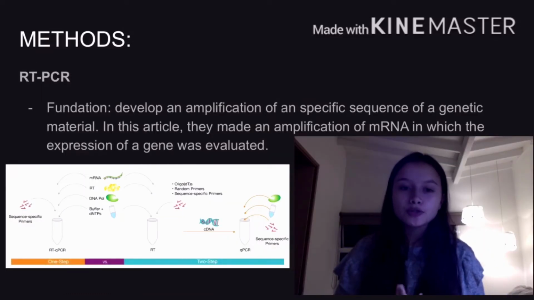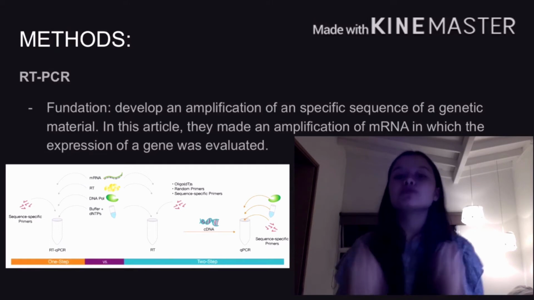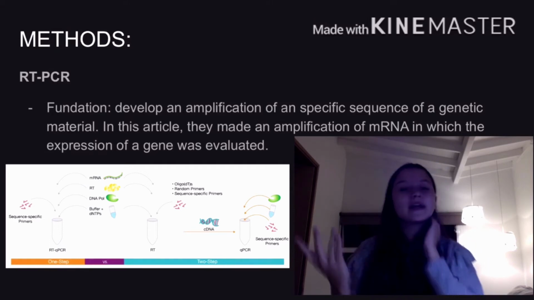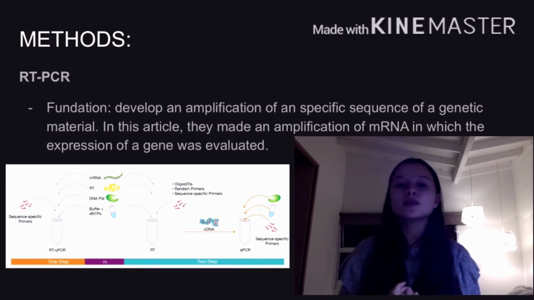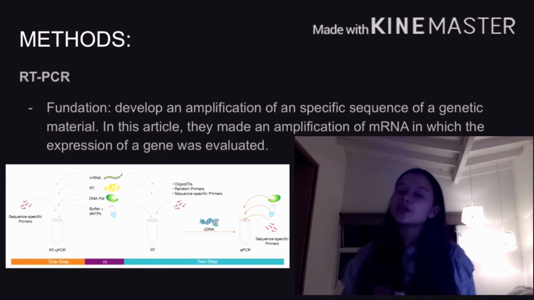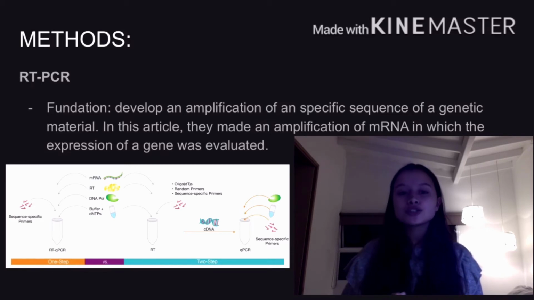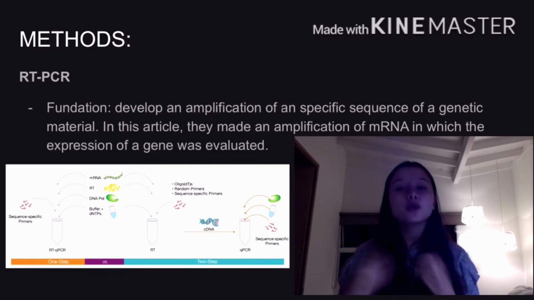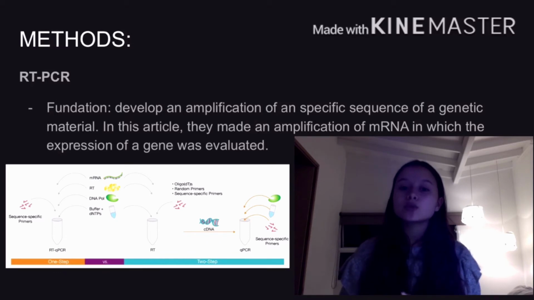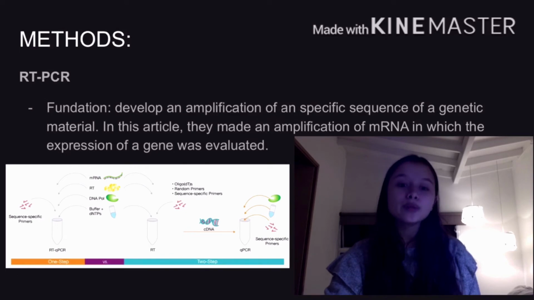Another technique used in this process was RT-PCR. Its foundation consisted of developing an amplification of specific sequences of genetic material. In this case, they made an amplification of messenger RNA in which the expression of a gene was evaluated. The gene that was evaluated was GAPDH for normalization. This was in order to show their intervention and relation with prostate cancer.